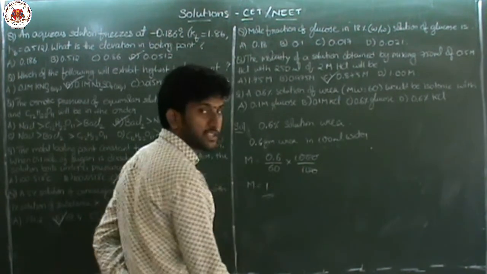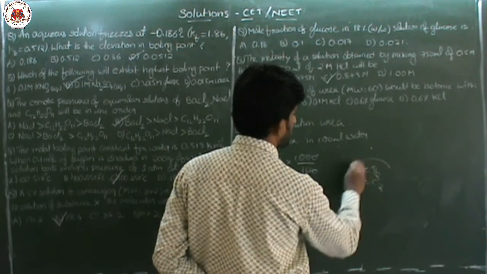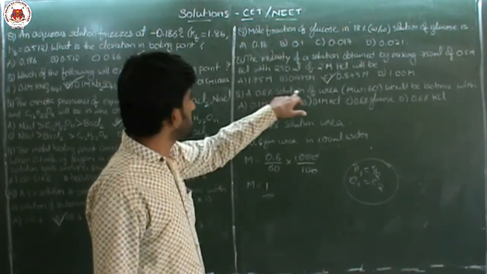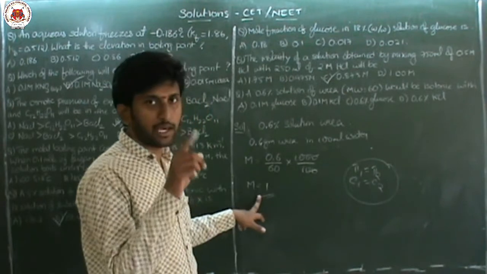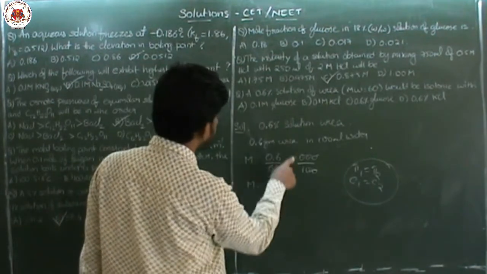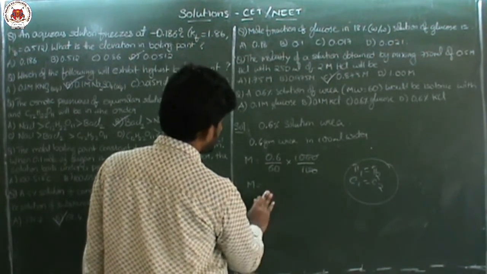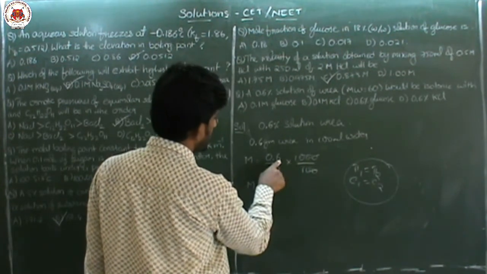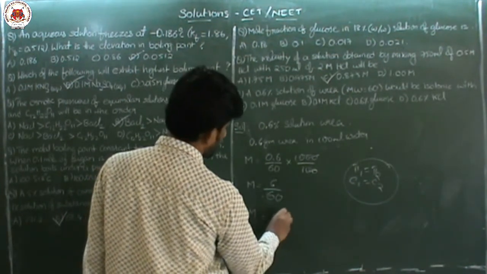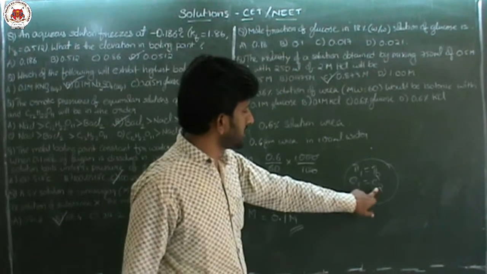What is the condition for isotonic? C1 must be equal to C2, that is, pi1 is equal to pi2, as we did in the previous problem. The 0.6% solution of urea: 0.6 into 10 is 6, so 6 by 60, which means the molarity is 0.1. So if C1 is 0.1, C2 must also be 0.1.